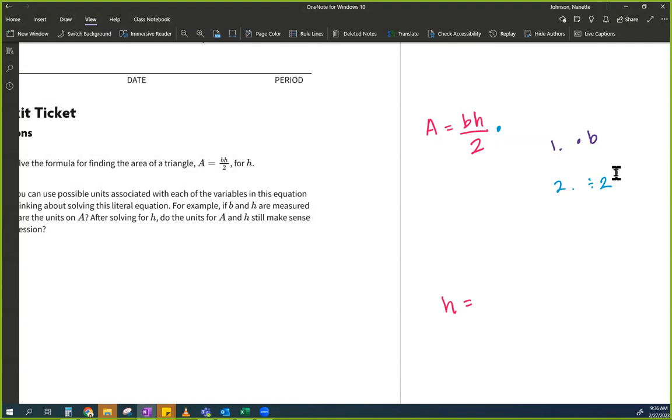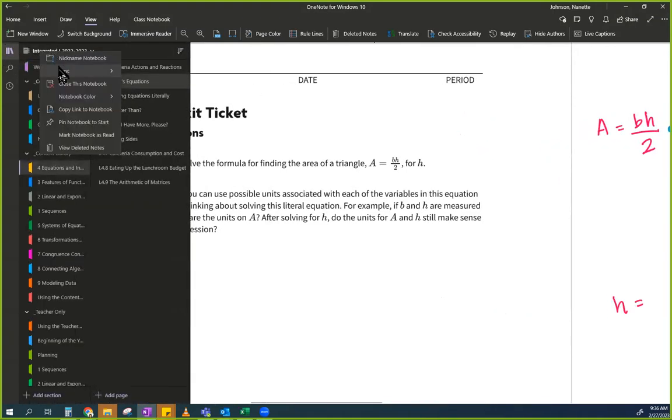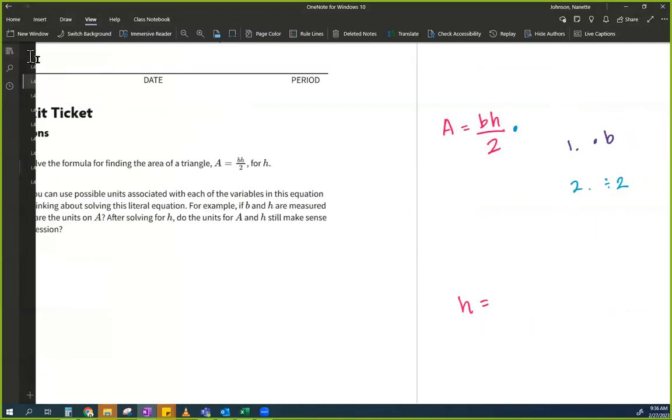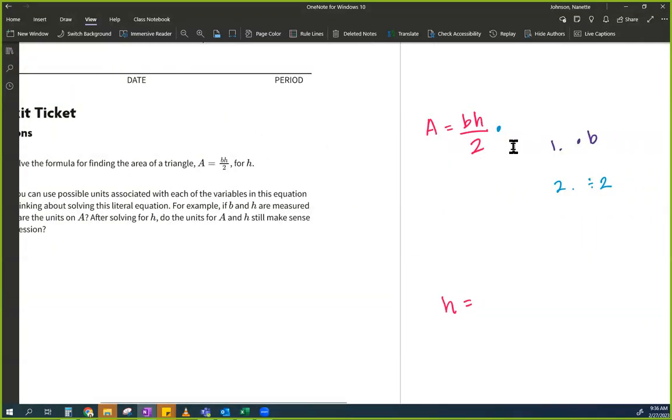The reason we multiply by 2 is because 2 divided by 2 is going to leave a 2 here. Pretend there's a 2 there. But 2 divided by 2 is the number 1. So now this thing you can see as a 1.